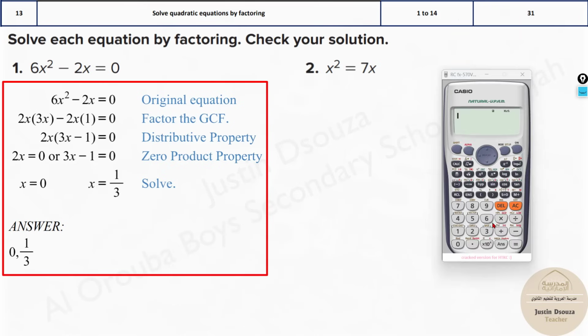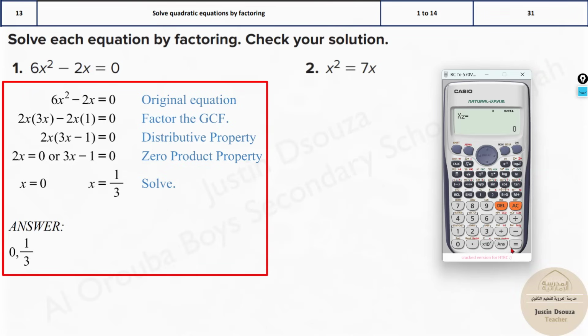Let's do it now. Select mode in your calculator and go to equation, that is option 5, and quadratics is given by option 3. And now type in the coefficients. The coefficient of x squared is 6, then it's minus 2, and for the last one there is no term, it's 0, and the answers are 1 by 3 and 0.